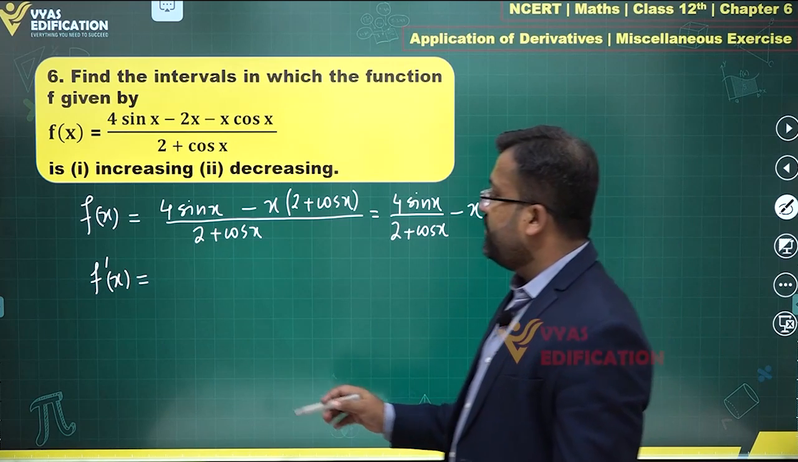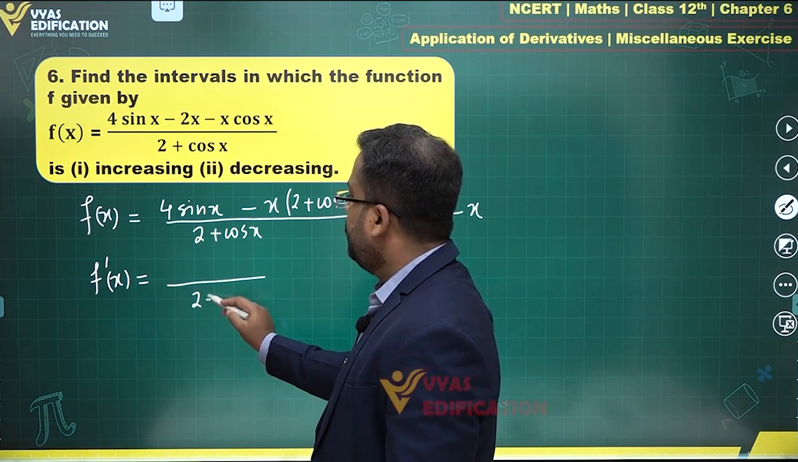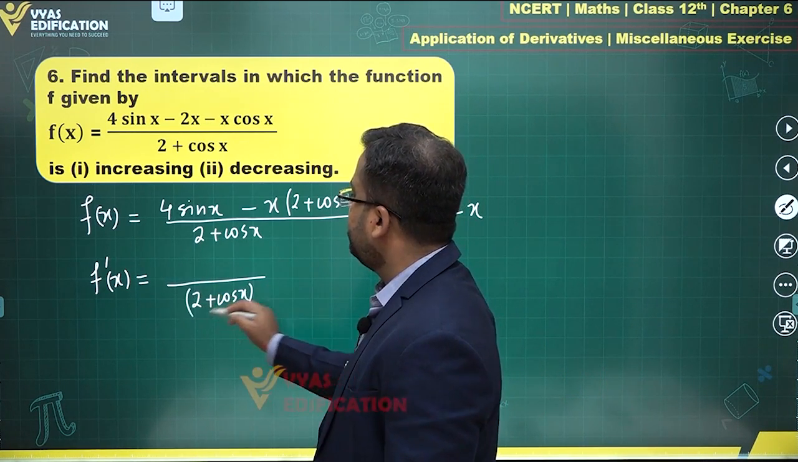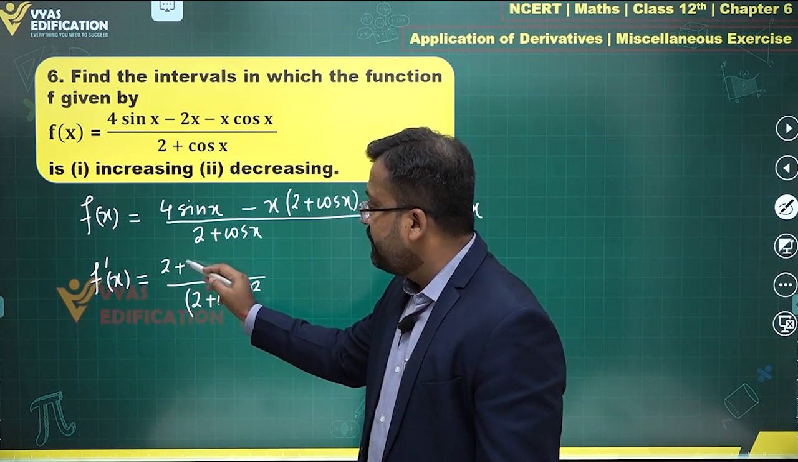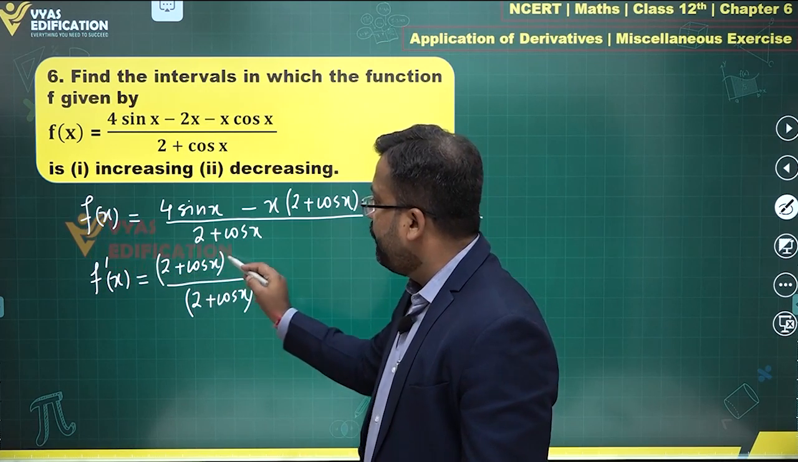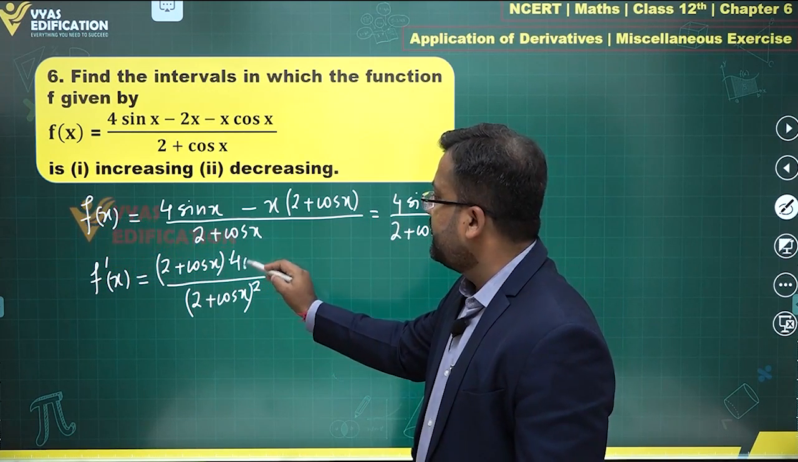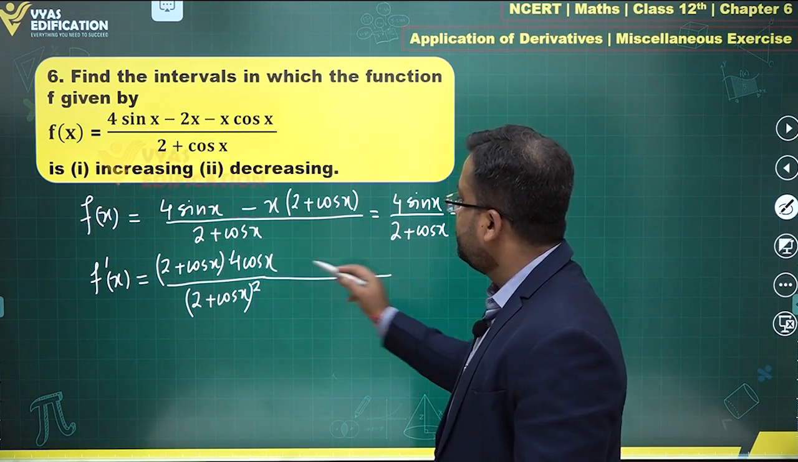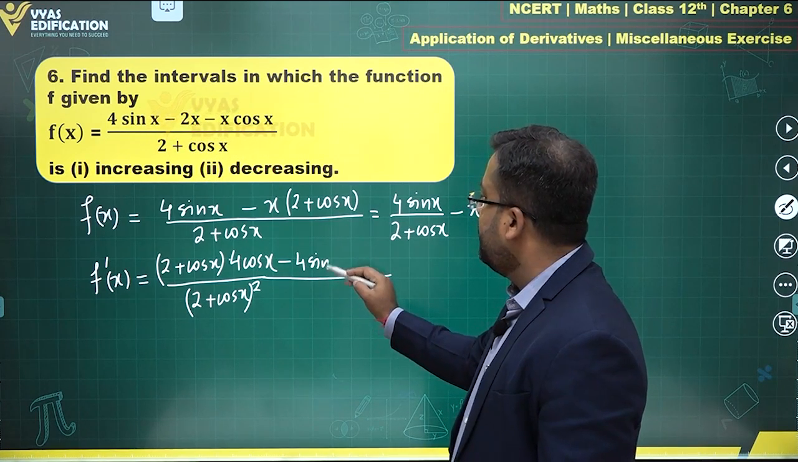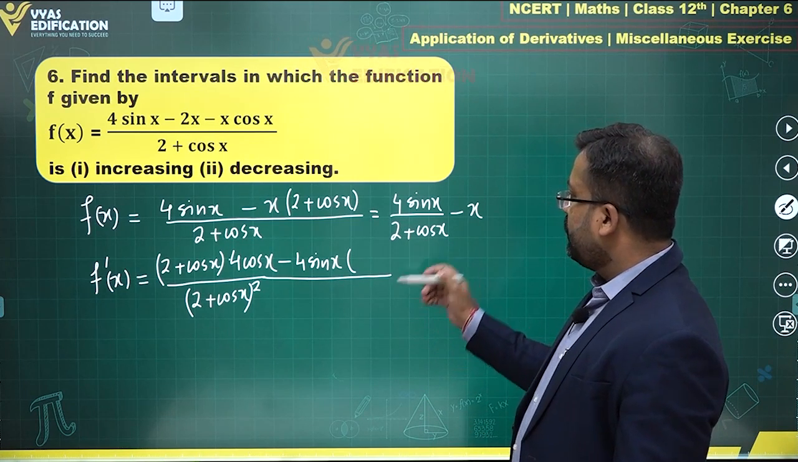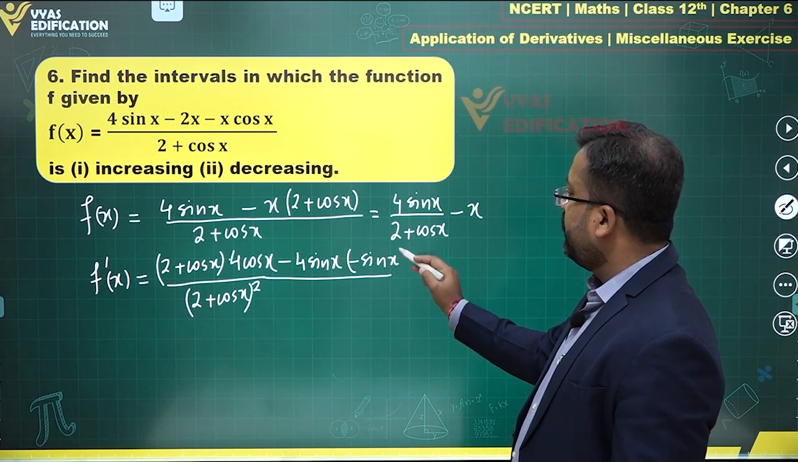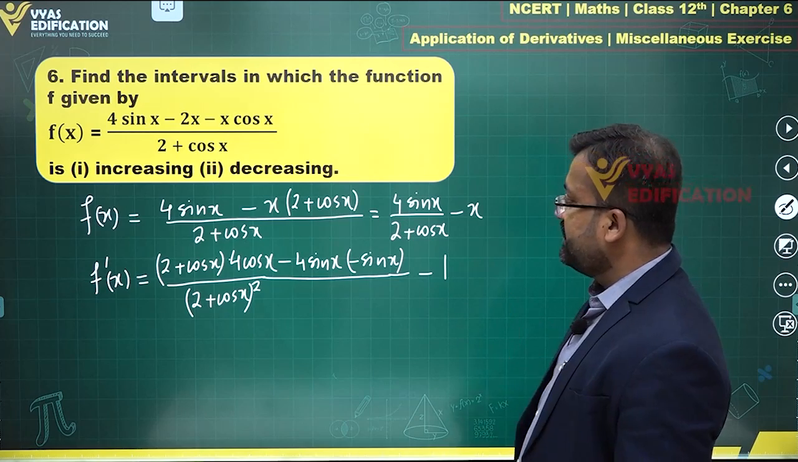The derivative will be denominator squared for this first term, 2 plus cos x and its square. Denominator times derivative of numerator. What is that? 2 plus cos x times 4 sin x, derivative is 4 cos x, minus 4 sin x as it is, and times the derivative of denominator. What is that? 2 derivative is 0, cos x, the derivative is minus sin x. This is what you get. And x, the derivative is 1.